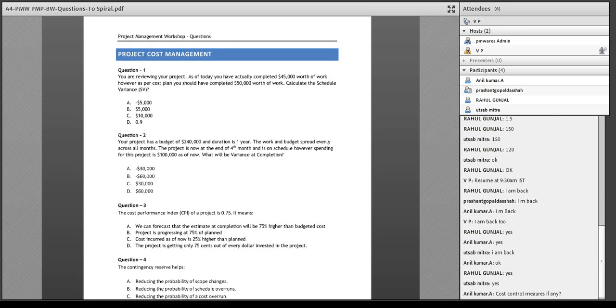So, cost control measures, if any. There is some question: whose control measures, if any? Cost control measures, if any. Cost control measures means cost is controlled by resources. By procuring more or fewer resources, you can increase or decrease the cost.